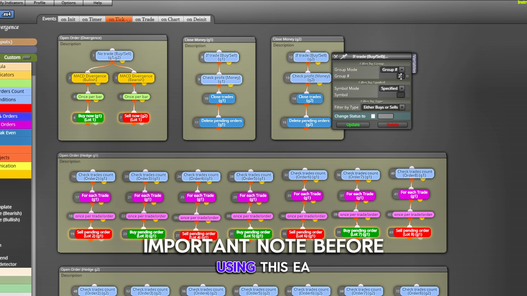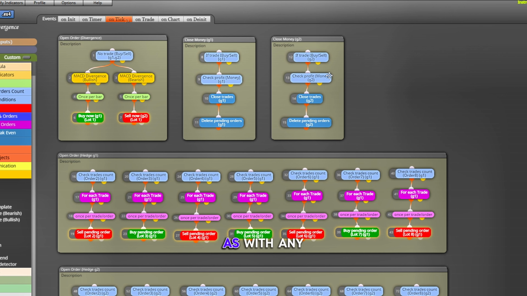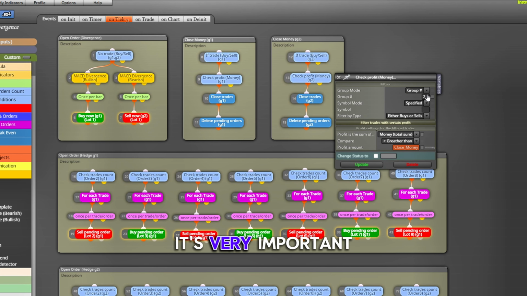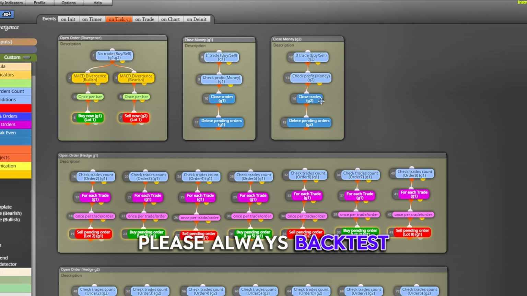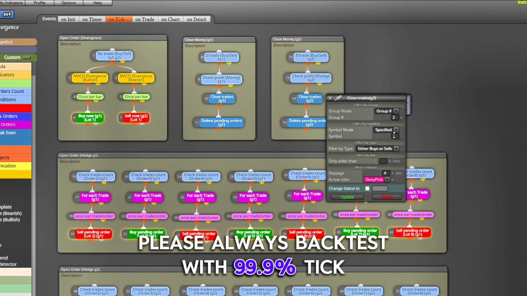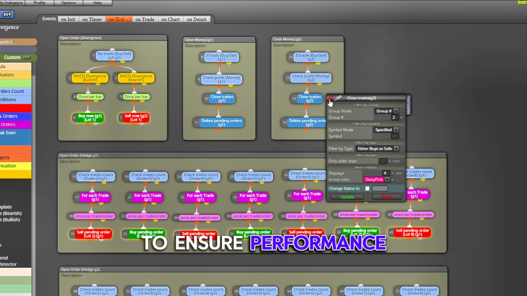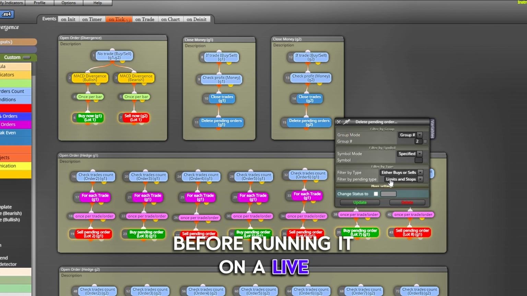Important note before using this EA. As with any expert advisor, it's very important to understand the underlying strategy and risks. Please always backtest with 99.9% tick data to ensure performance and accuracy before running it on a live account.